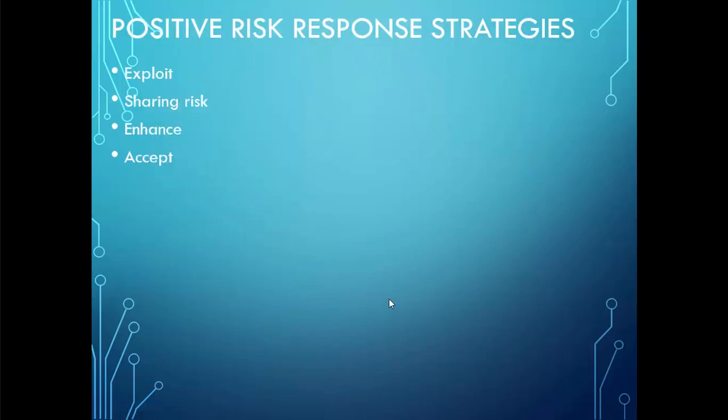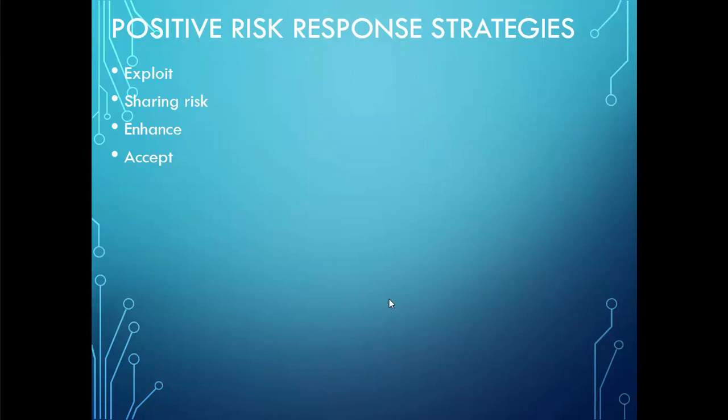For positive risk response strategies, exploit, which means eliminating the uncertainty associated with a particular upside risk by ensuring the opportunity definitely happens. For example, assigning the most skilled and experienced people to the project. Sharing risk, which means multiple units associated with the project assume some portion of the risk. It's like splitting it into pieces so it will be managed easily.